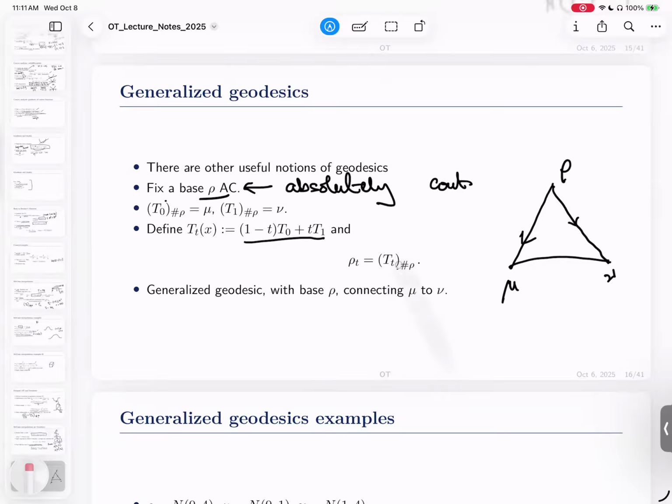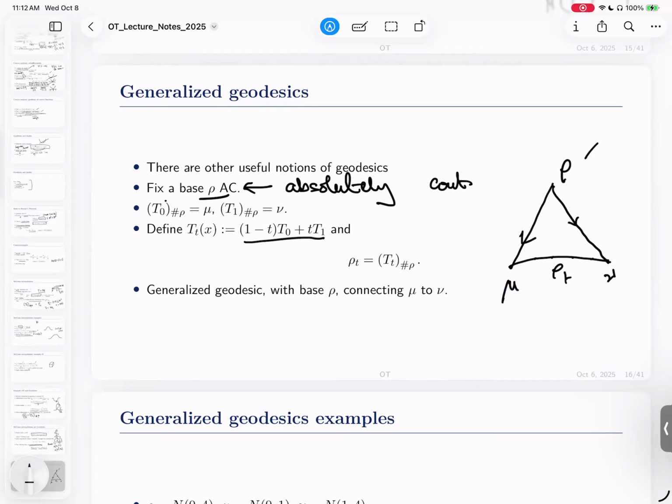And this curve is called rho t. This curve is all these intermediate densities, or probability measures, not densities necessarily, that I get from this construction. So this is called a generalized geodesic with base rho connecting mu and nu. If you change rho, this curve will change. So the base is very important. But the idea is very similar to McCann interpolation.